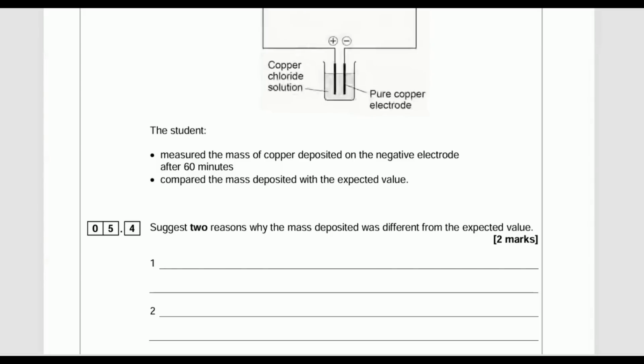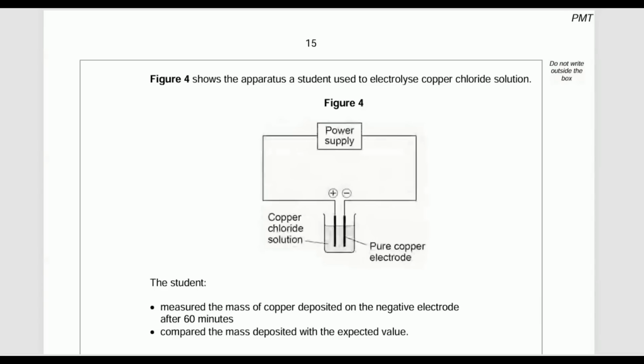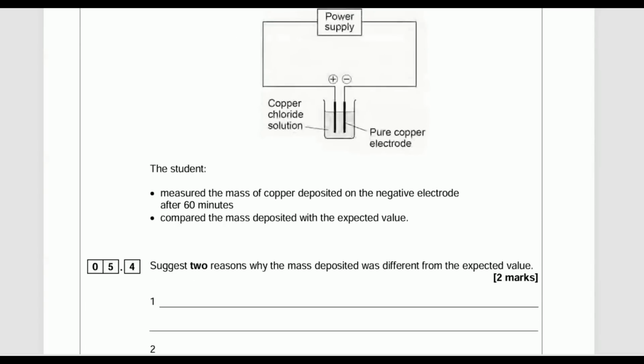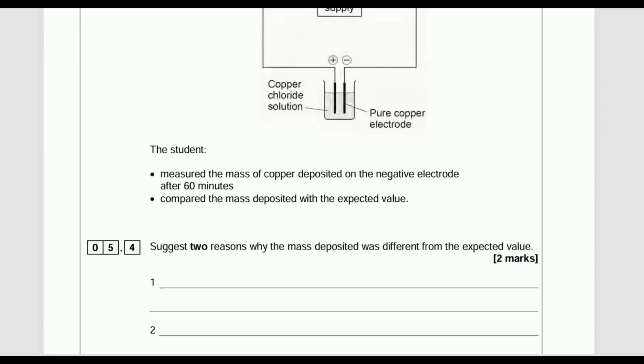Now, I think this is quite a hard question. So why would the mass be different? It means there's some sort of screw up going on here. So maybe the copper chloride solution is stronger or weaker. Copper chloride concentration is different than known. So it's not the same as what they think. The copper chloride solution isn't what they think.